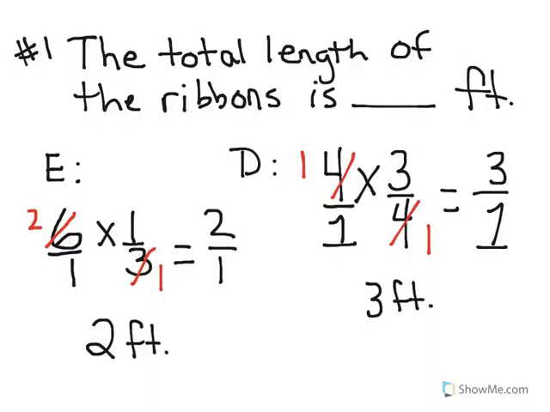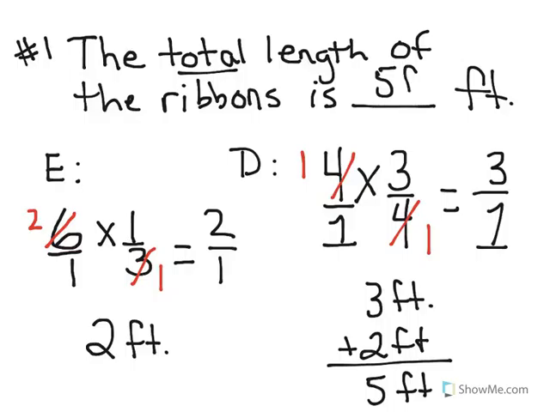Now, I'm not finished because I need to find the total length. So I know that I need to take 2 feet, Elizabeth's, and add 3 feet, Dinah's, and I would end up with 5 total feet of ribbon. So the total length of the ribbons is 5 feet.